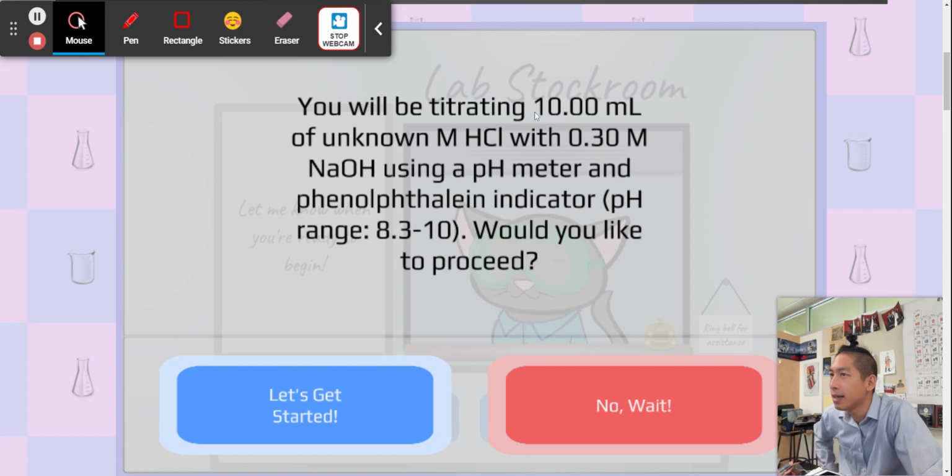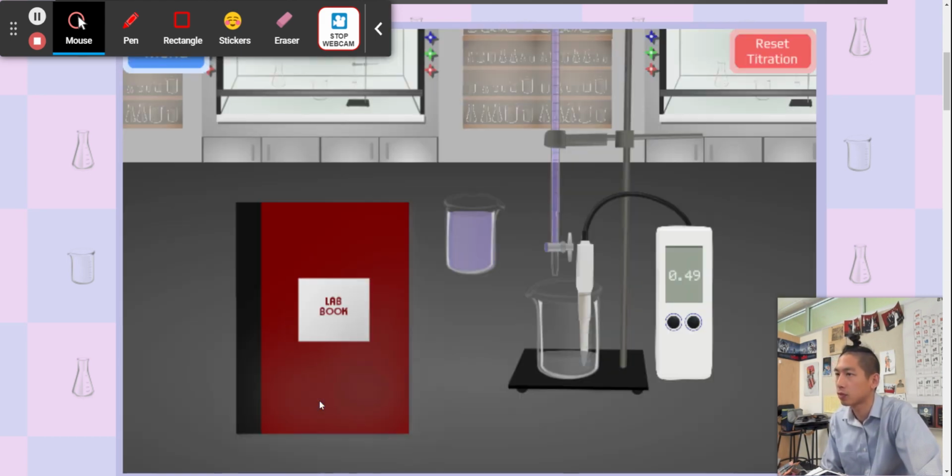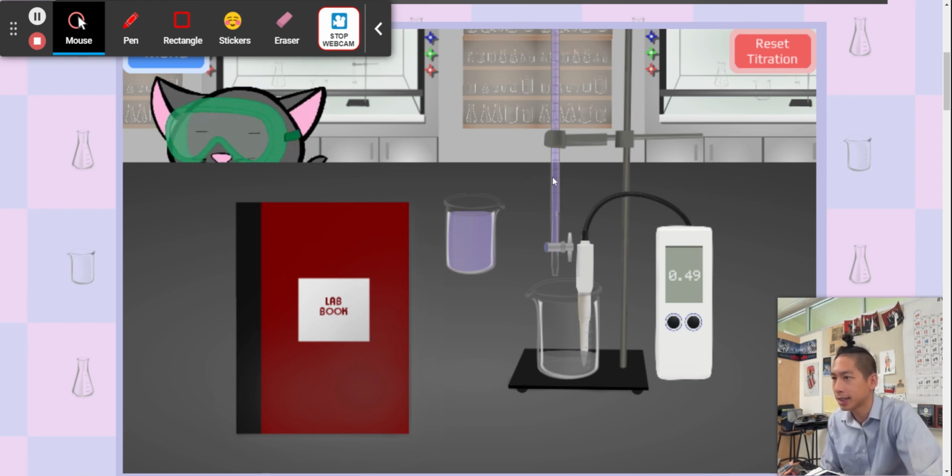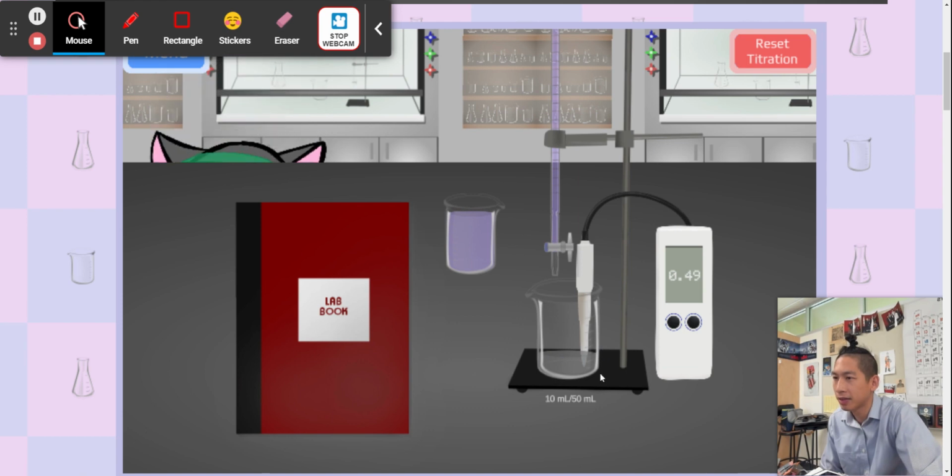You'll be titrating 10 milliliters of unknown HCl, hydrochloric acid, with 0.3 molar sodium hydroxide. That's our base. Using phenolphthalein. Would you like to proceed? Yes, let's get started here. All right, so in my burette here, I've got my base. In the beaker, I've got my acid.